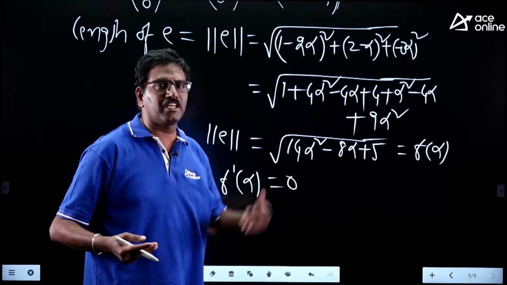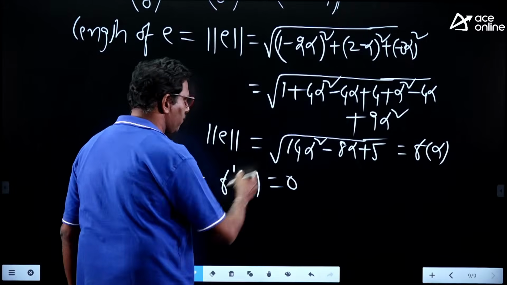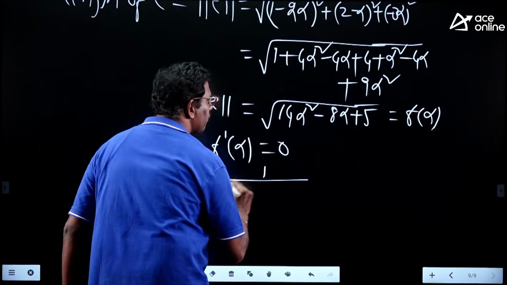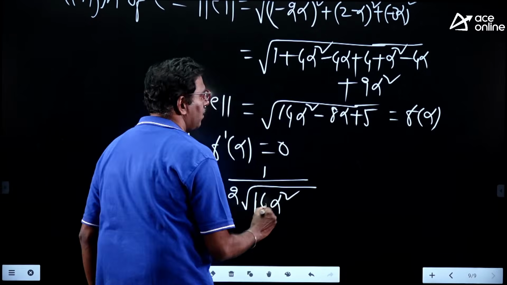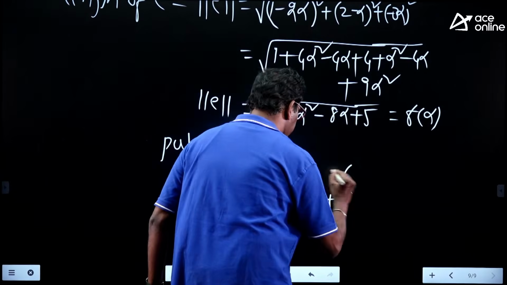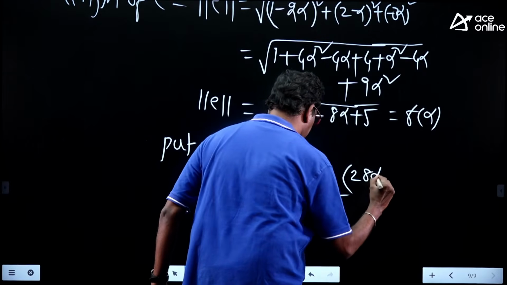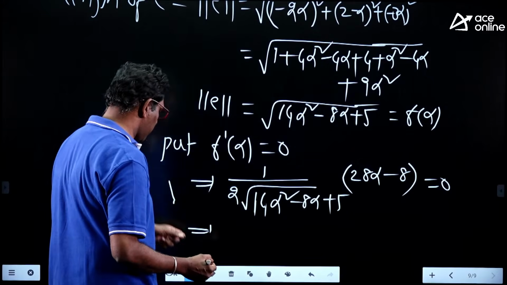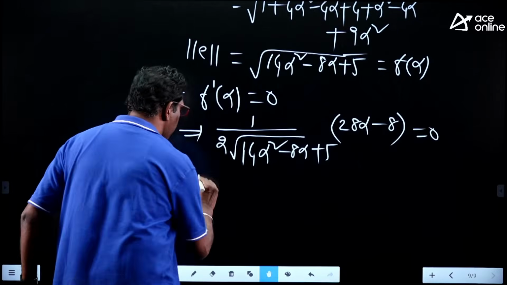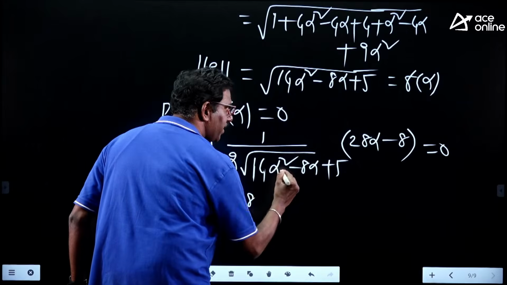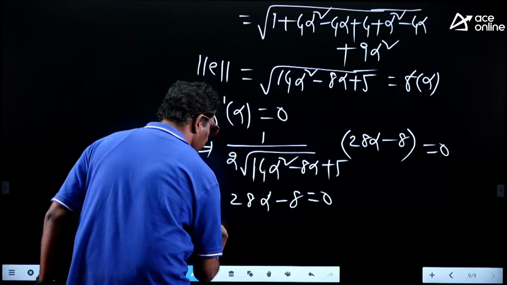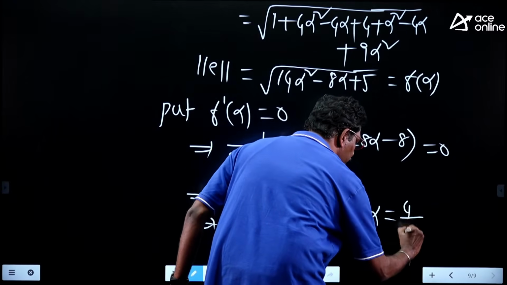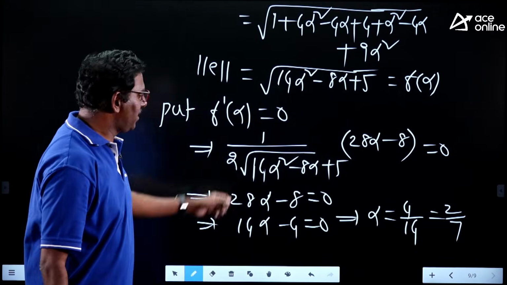That means we have to find a stationary point by taking f dash of alpha equal to 0. So find the derivative of f of alpha. The derivative of root x is 1 by 2 root x, that is 1 by 2 root of 14 alpha square minus 8 alpha plus 5, into the derivative of 14 alpha square minus 8 alpha, which is 28 alpha minus 8, equal to 0. After cross multiplication, the complete denominator drops out. Now coming to only the numerator part, 28 alpha minus 8 is equal to 0, so 14 alpha minus 4 is equal to 0. That implies alpha is equal to 4 by 14, which is 2 by 7. 2 by 7 is the answer for this question.